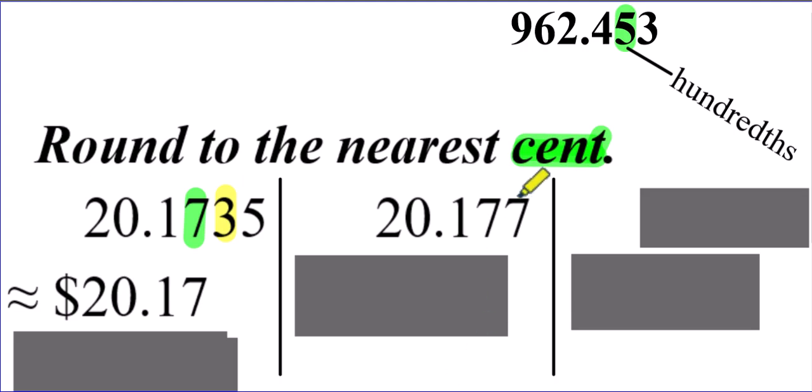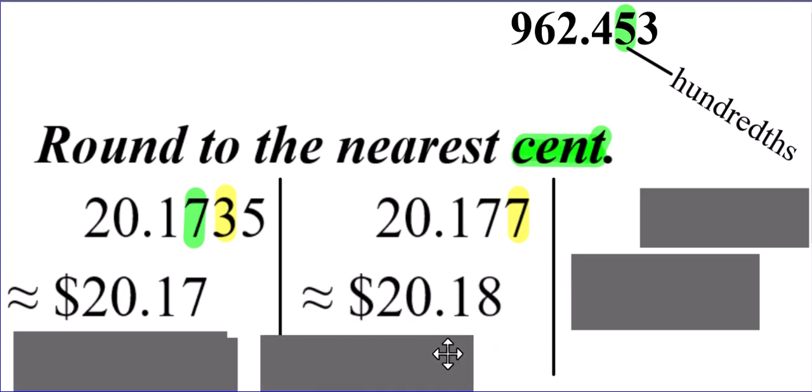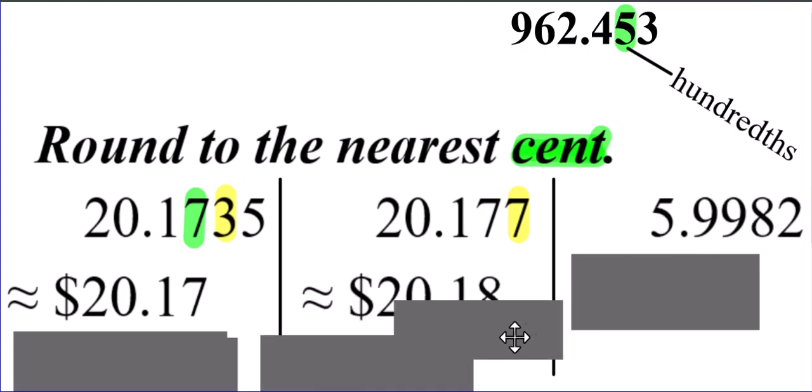Here's another example. What if it was 20.177? This time the digit to the right is a 7. And since that's 5 or more, we're going to round this up to $20.18.